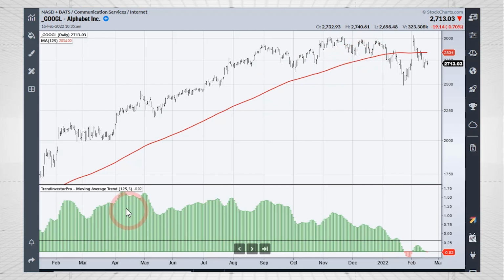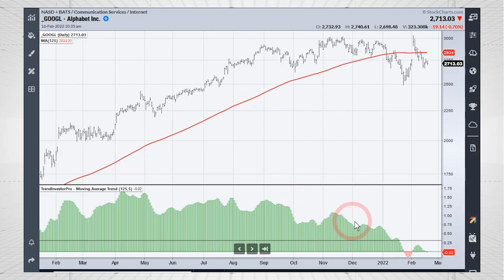And you can see the 5-day rate of change is getting above 1% on a regular basis from February all the way until September. And when the 5-day rate of change for a 125-day moving average is above 1%, that means there is a steep advance underway and a strong uptrend.